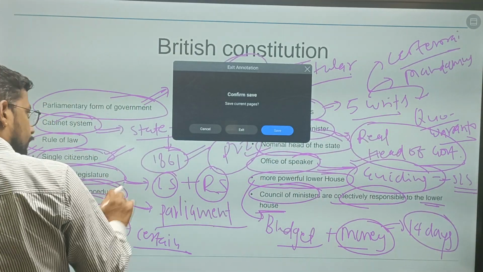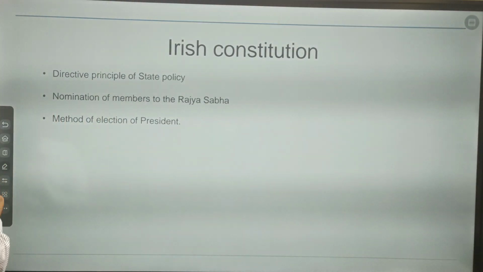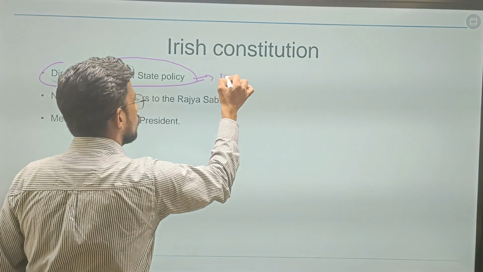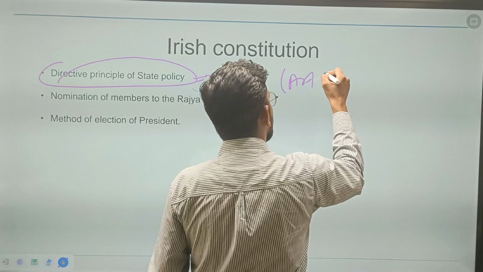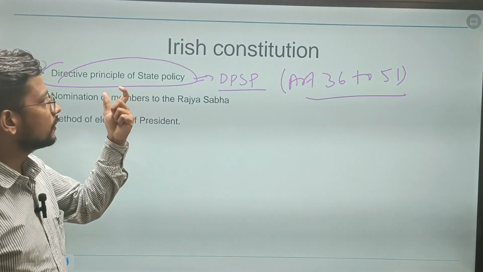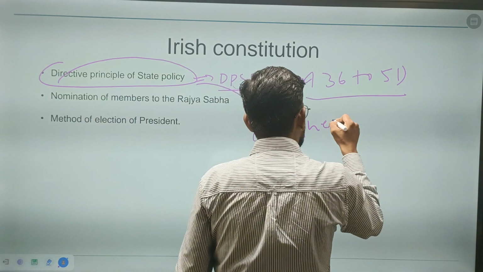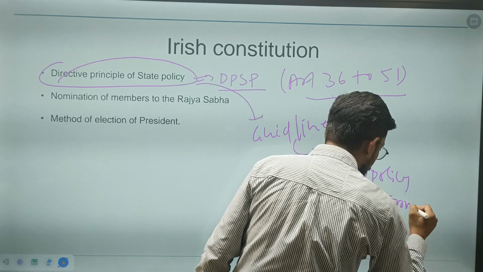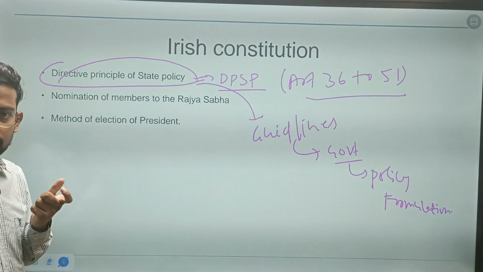Next, we are going to see Irish Constitution. What provisions we have taken from Irish Constitution? So we have taken DPSPs, Directive Principles of State Policy, from the Constitution of Ireland. In Indian Constitution, we are having Article 36 to 51. DPSPs are the guidelines for the governments in their policy formulation. So how government should formulate their policies will be decided by the DPSPs.